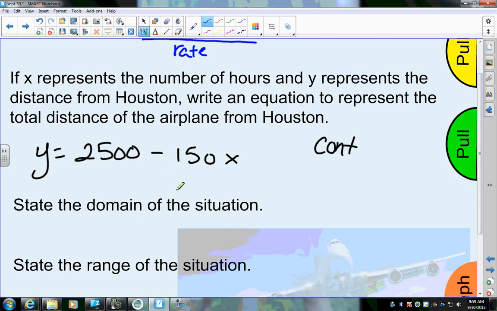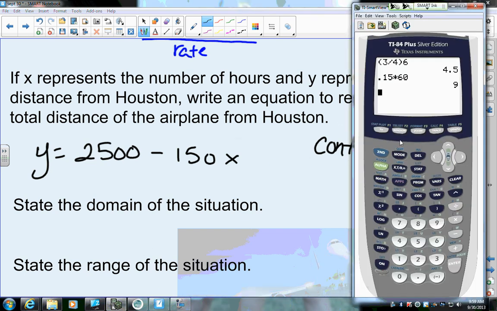Well, domain, what we need to do now is go into your calculators. Let's go into y equals. Put in there 2,500 minus 150x. And let's go second graph. Let's look at our table.